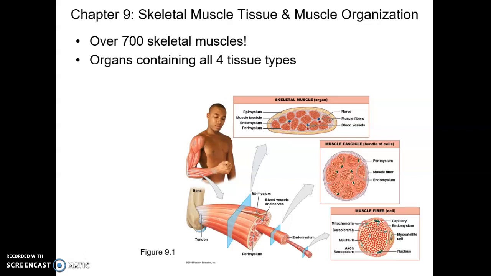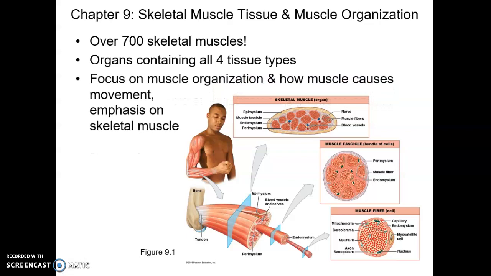Muscles are technically organs because they do contain all four tissue types. Obviously, they have muscle tissue, but they'll also have connective tissue, as we see. They have epithelial tissue lining their blood vessels, and then nervous tissue because our skeletal muscles are innervated, which gives us conscious control of our skeletal muscles.